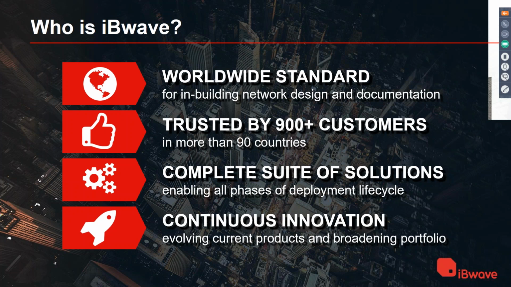In terms of innovation, we continuously innovate. So we evolve our current products, and we broaden our portfolio as well. For those of you familiar with our products, we're continuously investing in iBwave Design, iBwave Mobile, Unity, iBwave Wi-Fi, which is a more recent line of product, and ICP, our certification program, which also continuously evolves as we evolve our products and our releases.